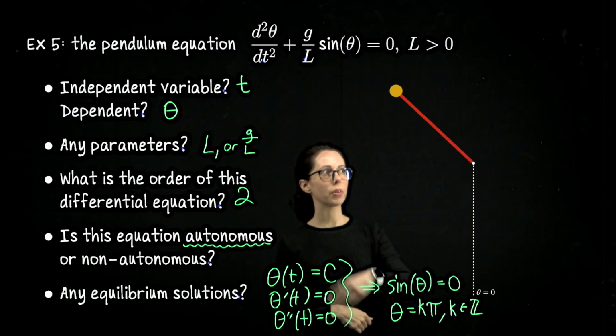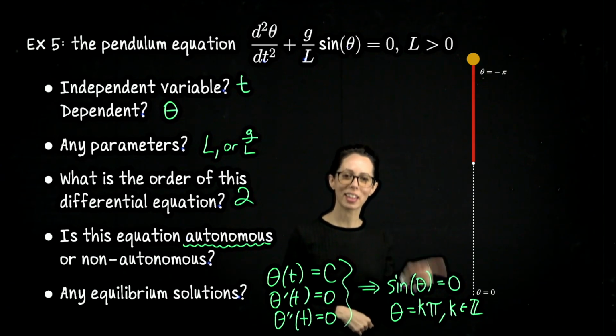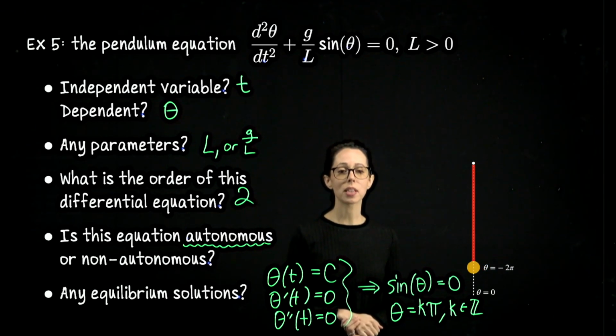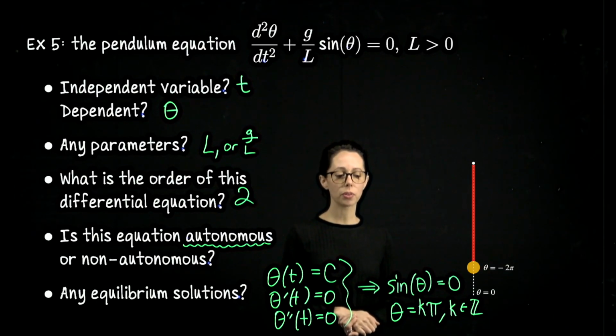So negative pi means we rotated up from the left side, and then et cetera, et cetera. Even multiples of pi are ones where the pendulum is hanging straight down. Odd multiples of pi are the ones where the pendulum is pointing straight up. Okay, let's look at one more example.